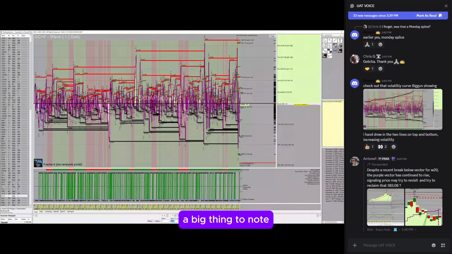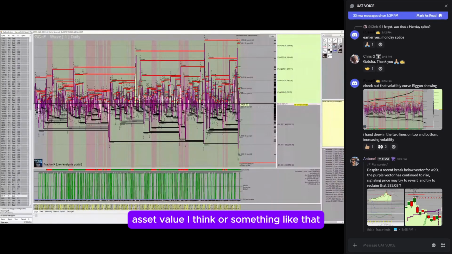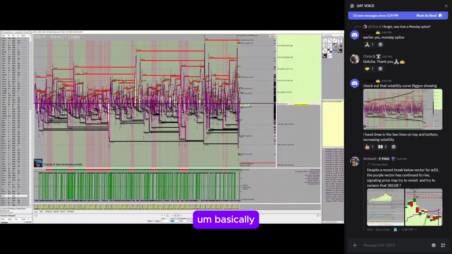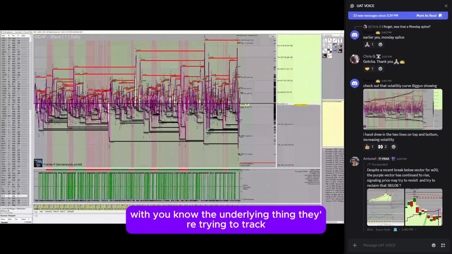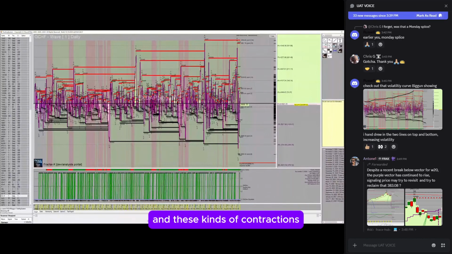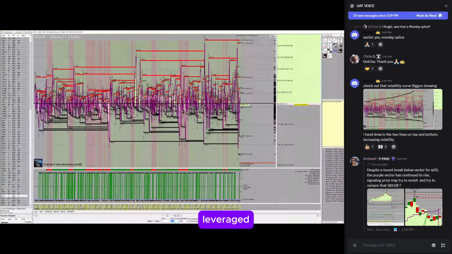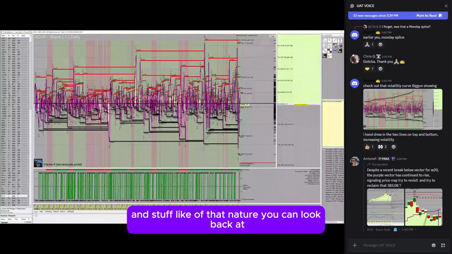Also, a big thing to note is that ETFs like GLD maintain a quote unquote NAV, net asset value, I think, or something like that. Basically a premium or discount or parity with the underlying thing they're trying to track. And these kinds of contractions, historically especially in the volatility sector, can be lethal for certain leveraged funds and stuff of that nature.